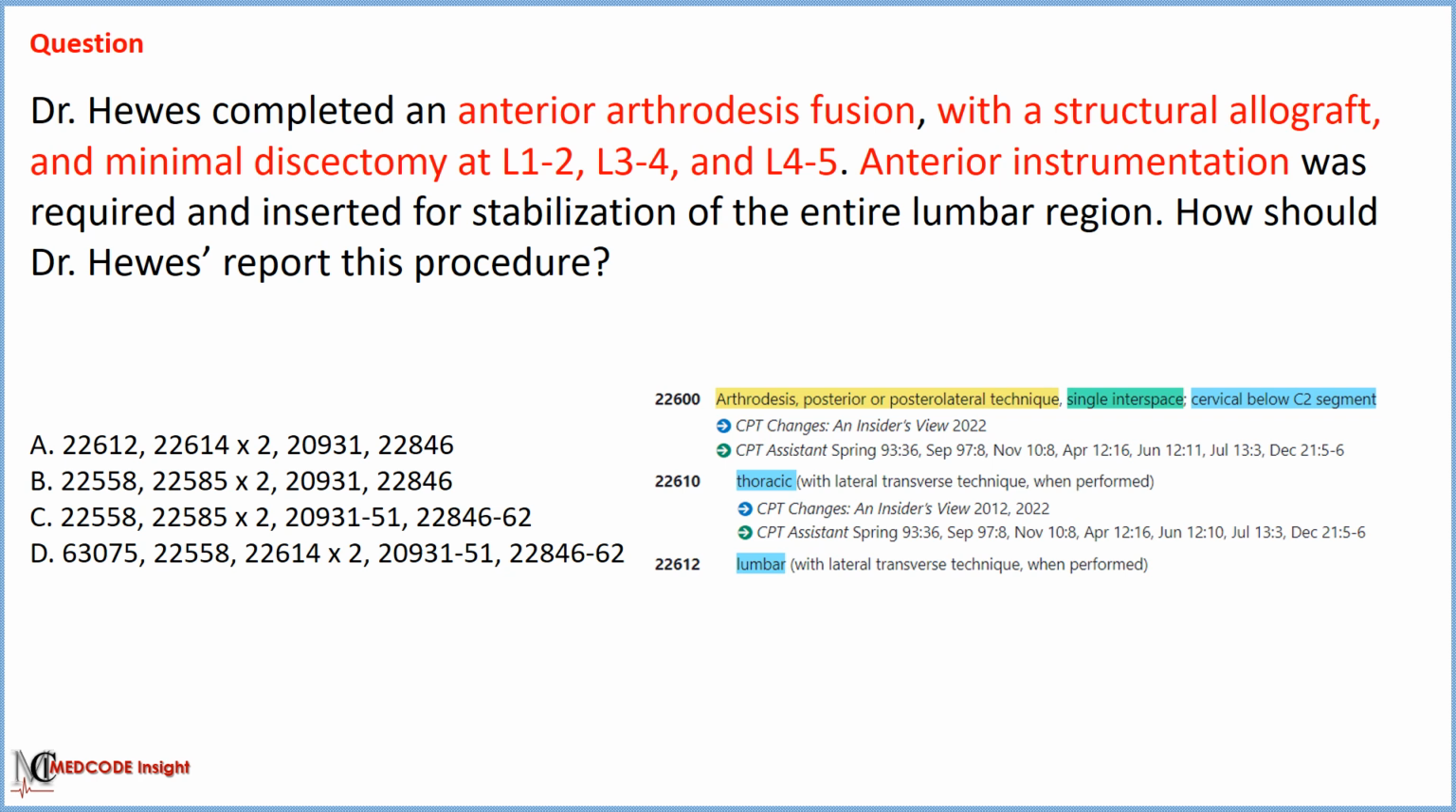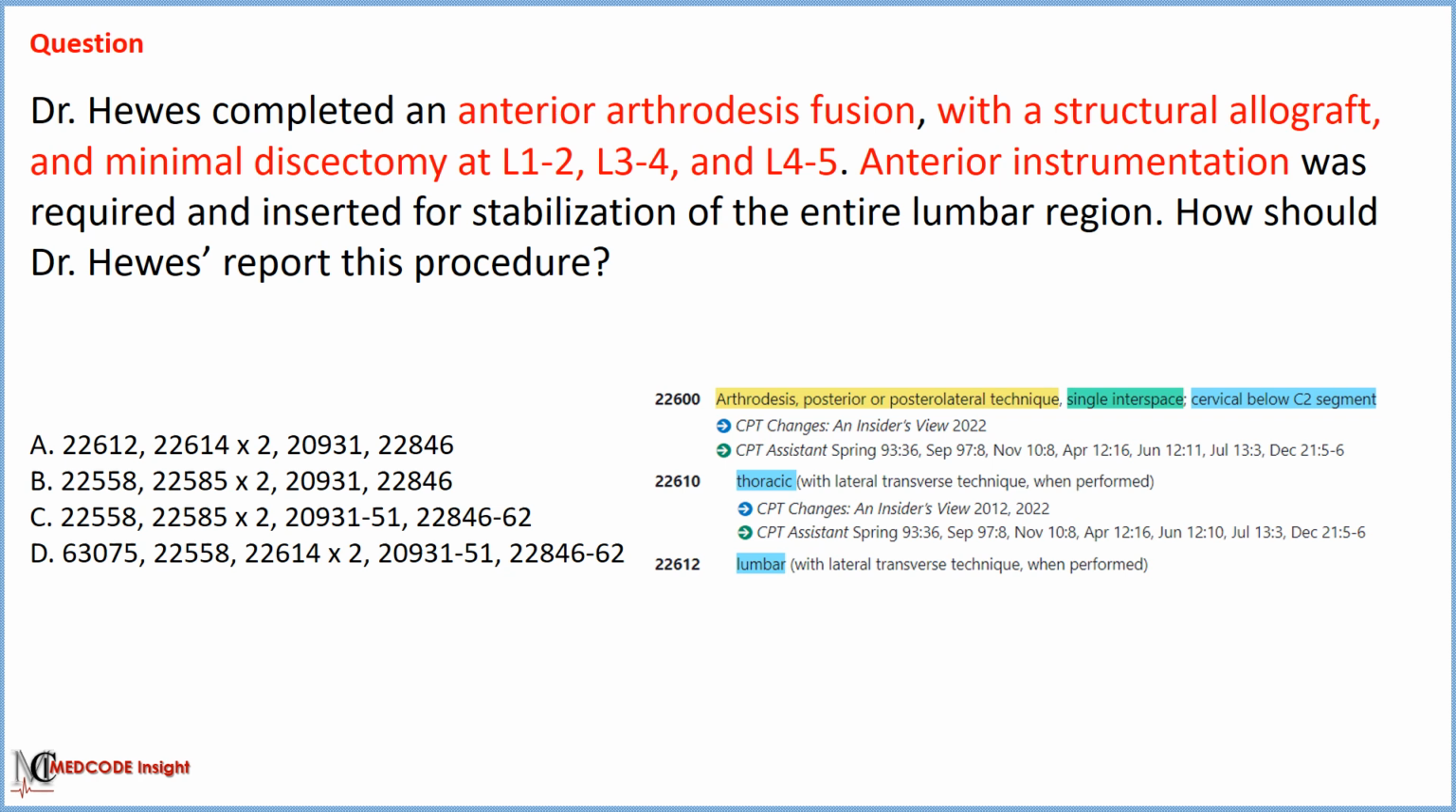In the given scenario, the doctor performed anterior arthrodesis with structural allograft and minimal discectomy at L1 to L5 and inserted anterior instrumentation for stabilization of the entire lumbar region. To start narrowing the correct arthrodesis code to report, we first need to determine the surgical approach.